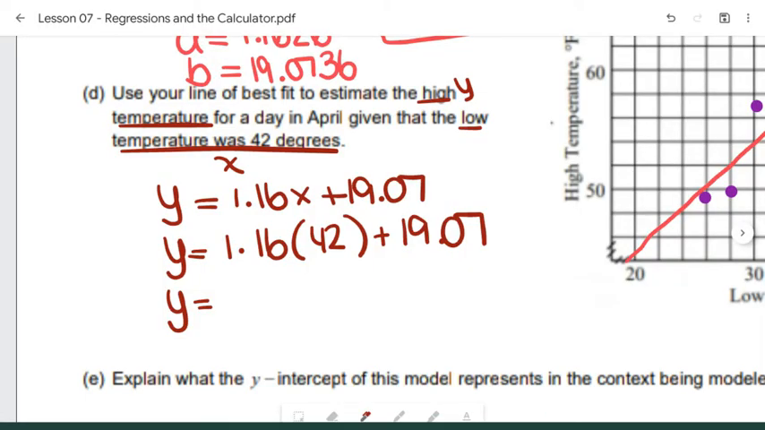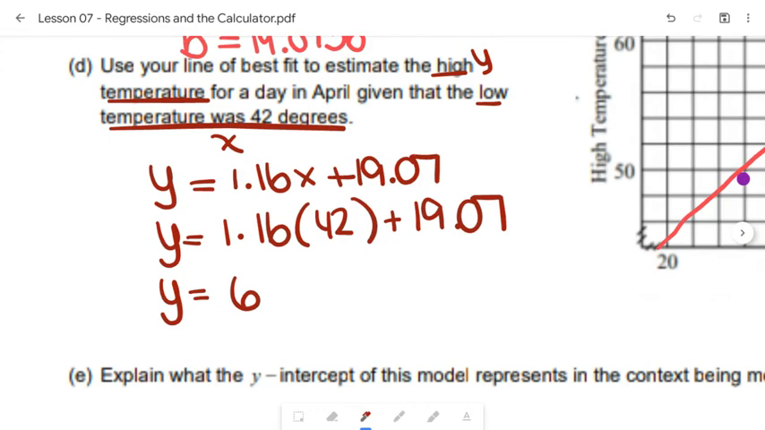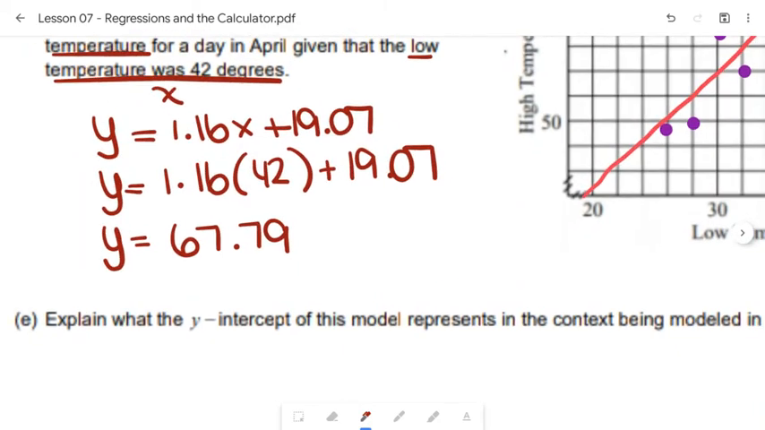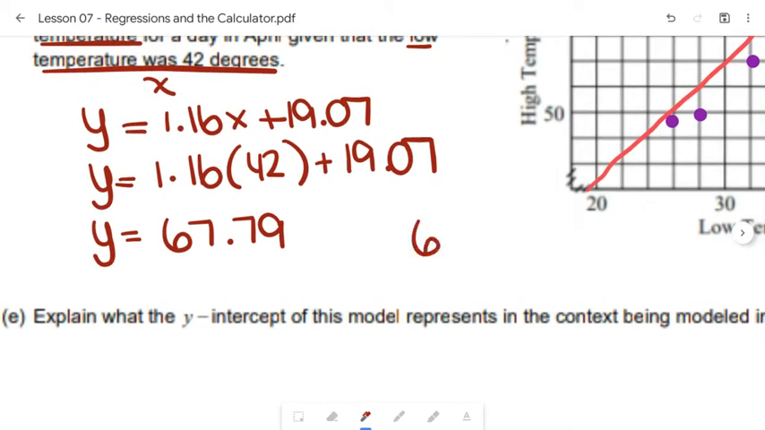$67.79. And usually we talk about degrees to the nearest degree. So 68 degrees Fahrenheit.